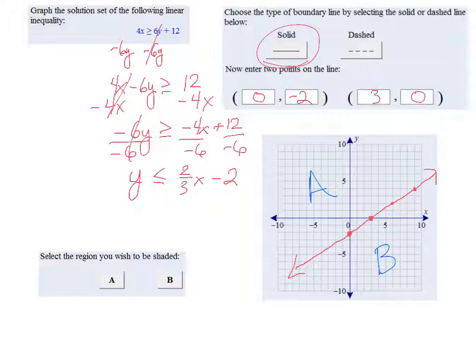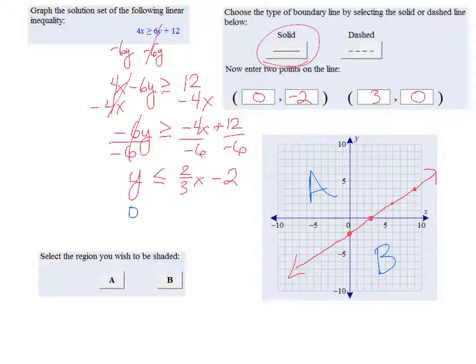So let's try both ways again. I'm going to do it with the test point. I'm going to plug in 0, 0 because that's super easy to substitute in. I'm going to put a 0 in for x and 0 in for y and see if this particular point works, meaning I would want to shade that side that that's on. If 0, 0 does not work, then I'd want to shade on the other side of the line.